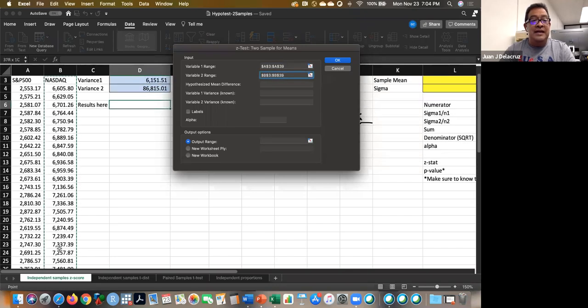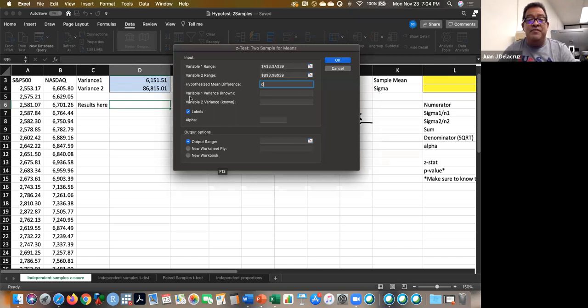I'm gonna include the labels because I can tell Excel that the first one is the label, right? So remember when I said, what is the hypothesized mean difference? Well, we are expecting that the difference in the means is gonna be 0. So that is the hypothesized mean difference. We know that the mean of the 2 samples is gonna be different, but I don't care. My hypothesized mean is gonna be equal to 0.